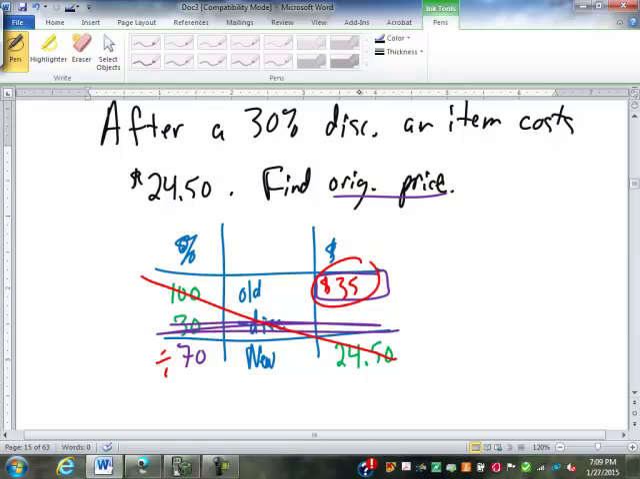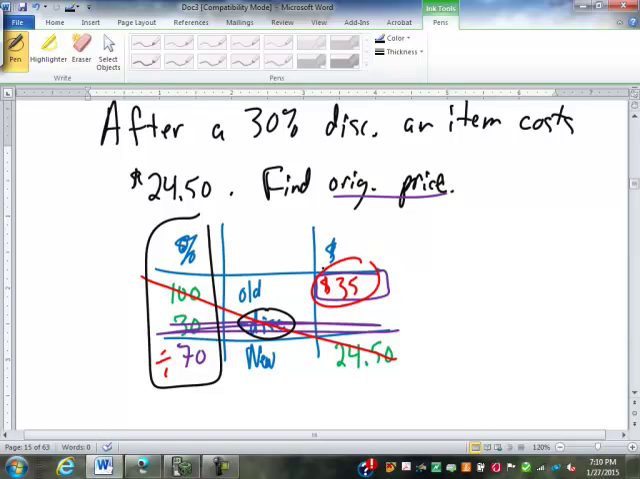I just have a question. Do you always subtract to get the new? If it's a discount, you subtract. If it's a markup or an increase, you add. Okay, so you should always have something in that ending. Yep. In any column, if you have two numbers, you should be able to find the third.